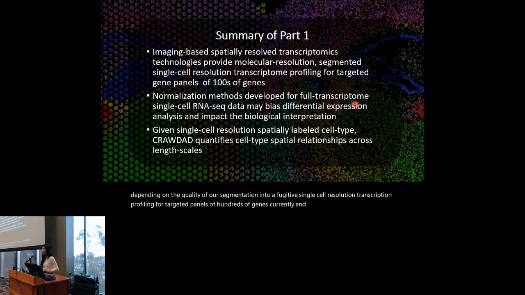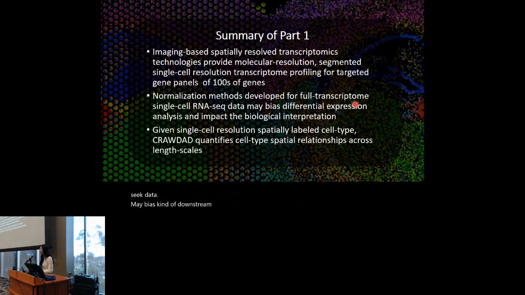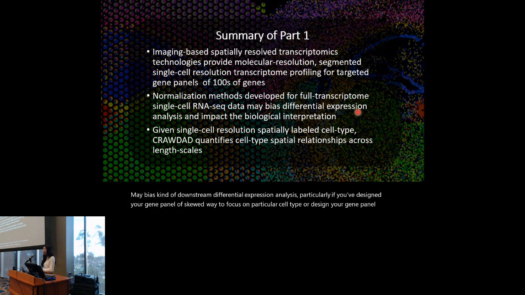And I hope I've been able to show you how normalization methods that have been developed for full transcriptome single-cell RNA-seq data may bias downstream differential expression analyses, particularly if you've designed your gene panel in a skewed way to focus on a particular cell type, or designed your gene panel in a way that's not representative of all the cell types in your tissues. And finally, given the single cell resolution spatially labeled cell types, we can use tools like Crawdad to quantify cell type spatial relationships across length scales.